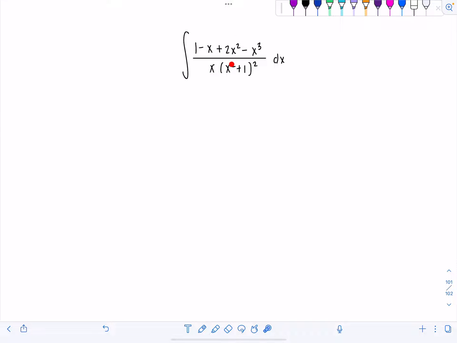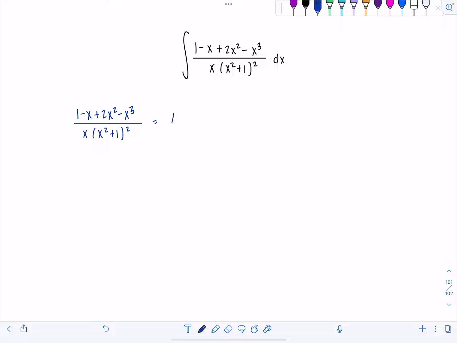Is it? Let's see. This denominator is degree 4 plus 1, degree 5. The numerator is degree 3, so we're good to go. So let's set up to figure out the partial fraction decomposition. I'm going to just rewrite the integrand here on the left-hand side, and the denominator is already factored for us.